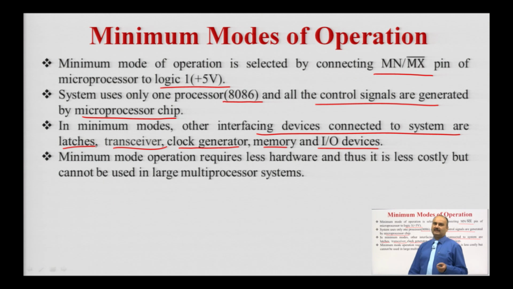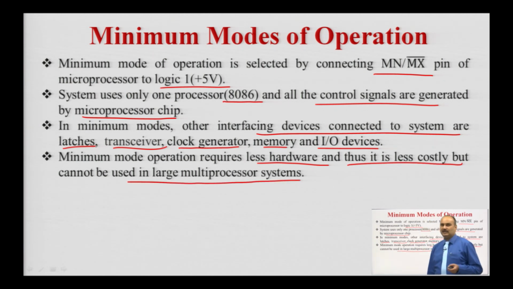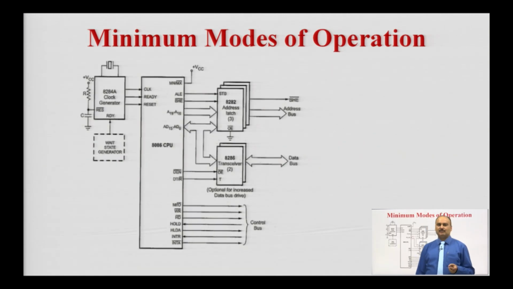So, these are the interfacing devices which are connected when the system is designed under the minimum mode of operation. Minimum mode operation requires less hardware and thus it is less costly, but it cannot be used in large multiprocessor systems. Since in minimum mode we require fewer interfacing devices, it is less costly compared to the maximum mode, but it is not preferred in multiprocessor systems. So, in this minimum mode there is only one processor, the 8086 microprocessor, which generates the control signals for the memory and input output devices.